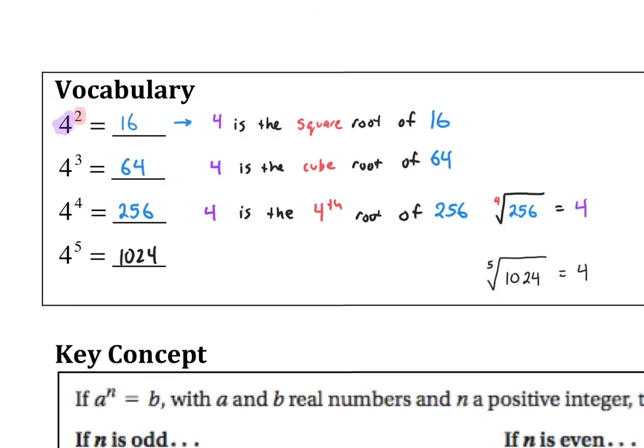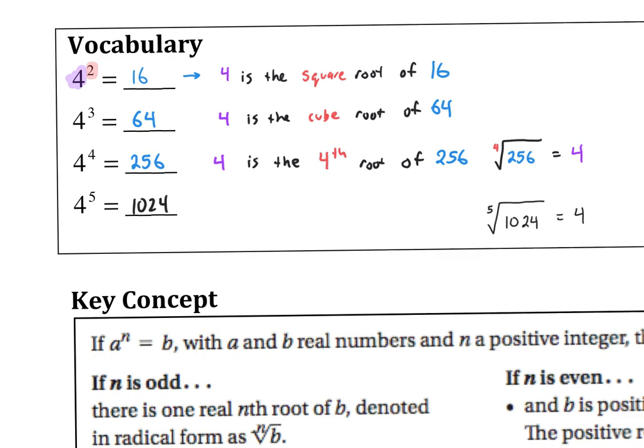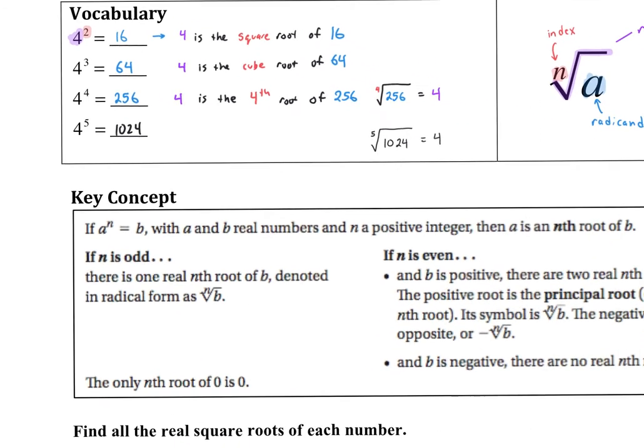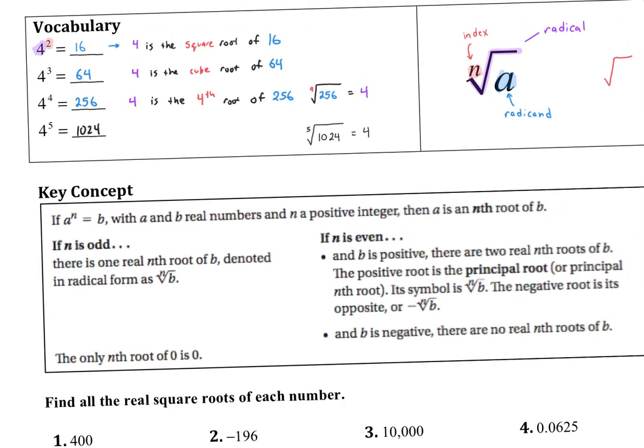So let's talk about key concepts here and also show you some caveats or how to manage certain symbols and words. Okay, so I'll read through this here. It says this: if a to the nth power equals b, with a and b being real numbers and n a positive integer, then a is the nth root of b. And by the way, that's pretty much what we just said up there. So a to the n equals b, so a is the nth root of b. Like I said, it's what we said already above.